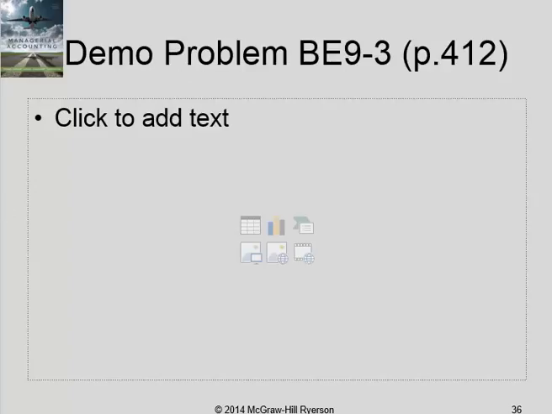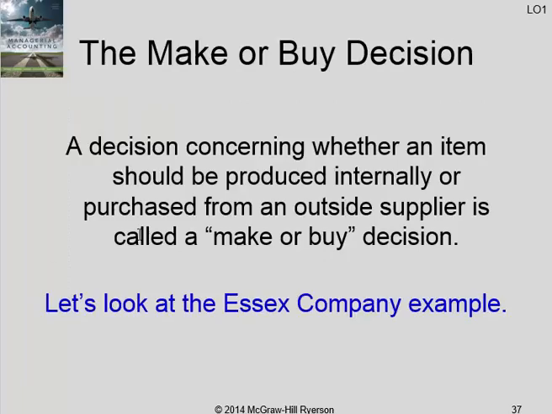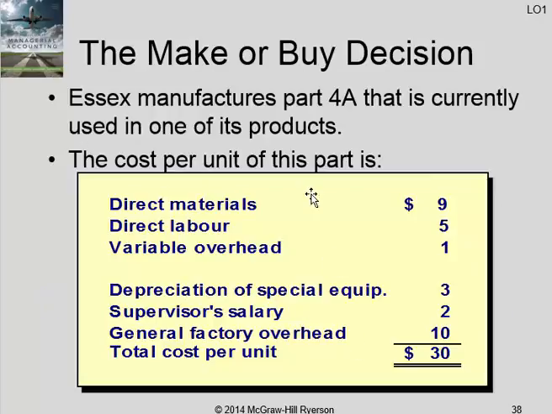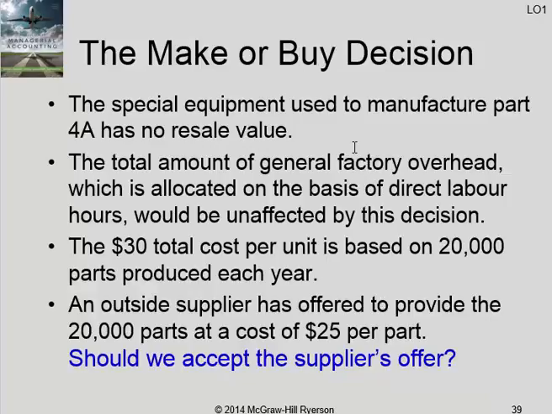Okay, so next we're going to take a look at a somewhat related decision to keep or drop, and that is make or buy. Do you make something or do you buy it? Our example here is the Essex Company. Right now we manufacture a part and the cost is direct materials, labor, overhead, amortization, and so on. So it costs us $30 per unit. Now, if we buy, what happens?